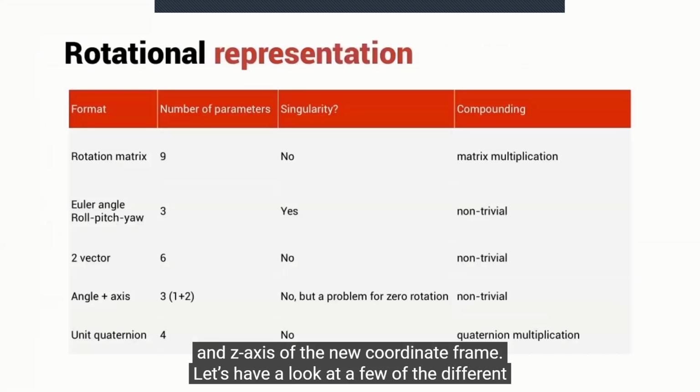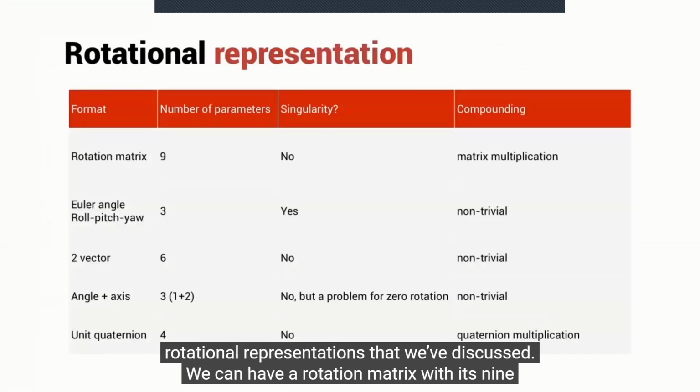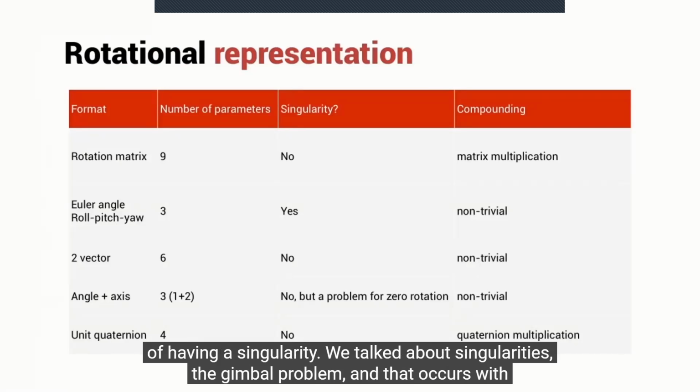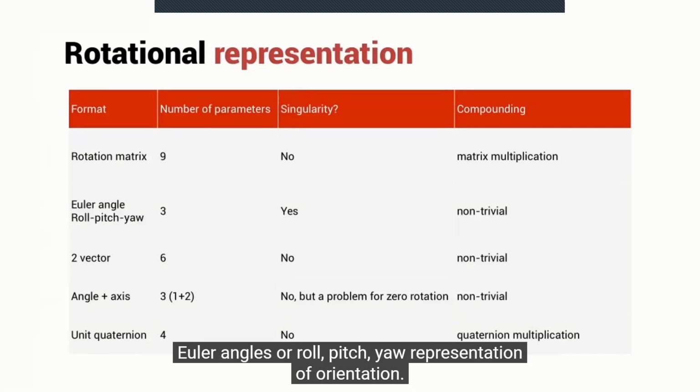Let's have a look at a few of the different rotational representations that we've discussed. We can have a rotation matrix with its 9 numbers in it, and one of the advantages of a rotation matrix is that there is no possibility of having a singularity. We talked about singularities, the gimbal lock problem, and that occurs with Euler angles or roll pitch yaw representation of orientation.